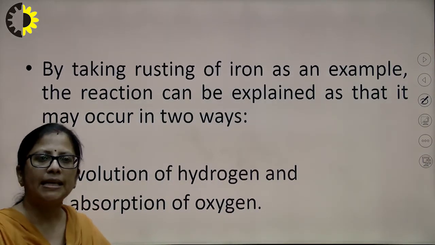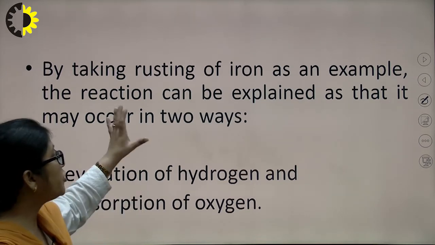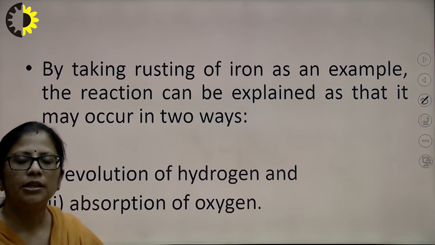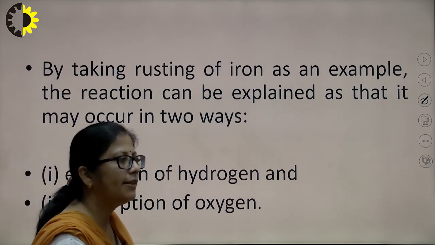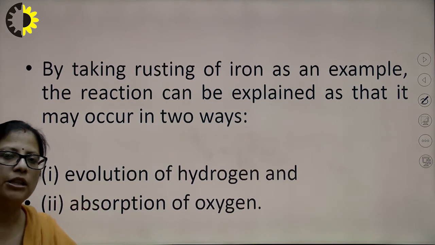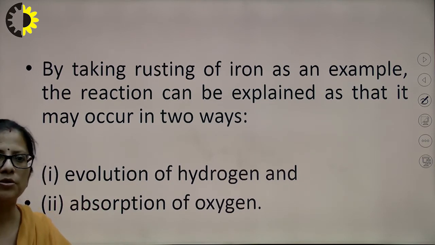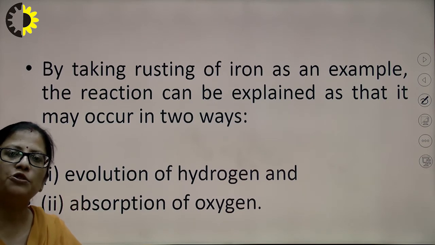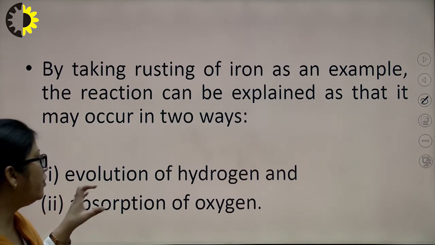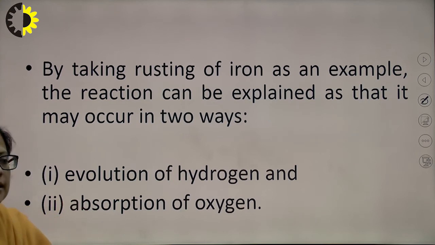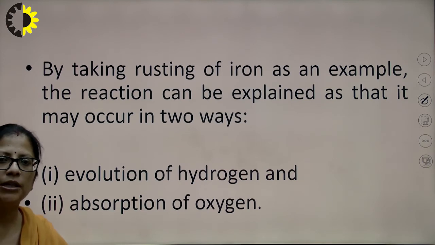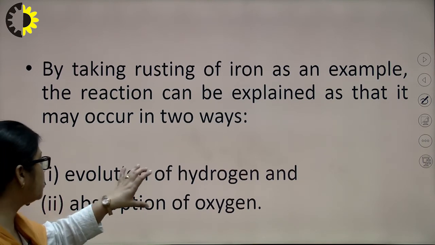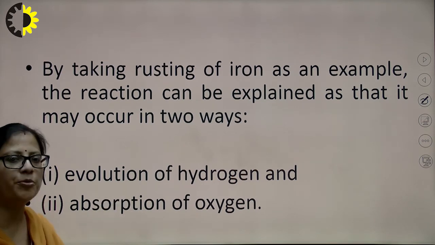Now, by taking the example of rusting of iron, the reaction can be explained. If I am concentrating on iron, then the rusting of iron which is taking place on the surface in moist conditions can take place in two ways. The first is the evolution of hydrogen, and the second is the absorption of oxygen. So, electrochemical corrosion can take place in two ways, either by evolution of hydrogen or by absorption of oxygen.